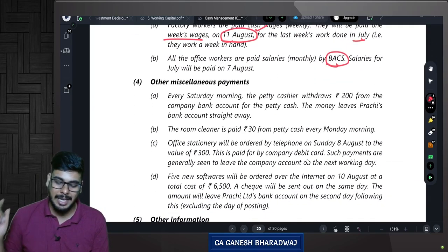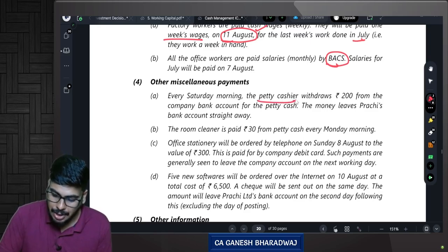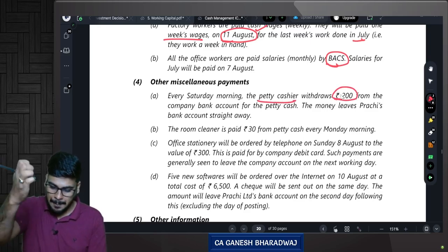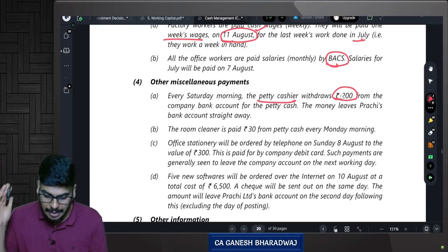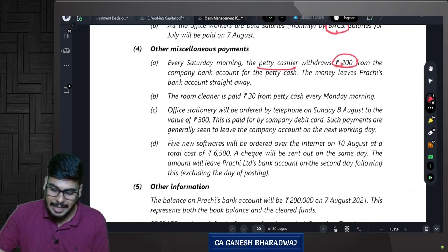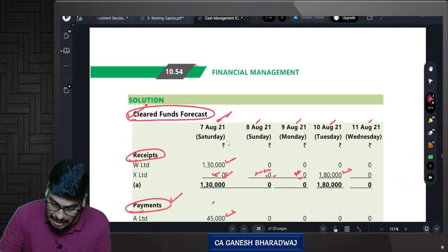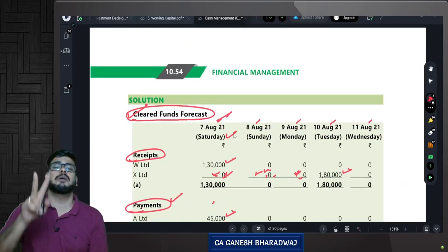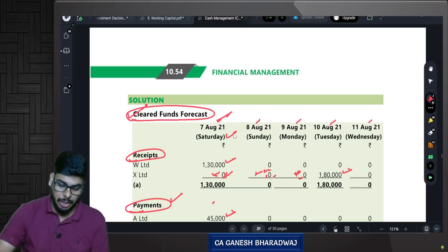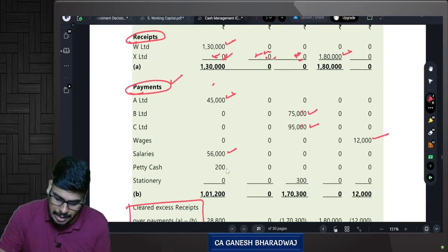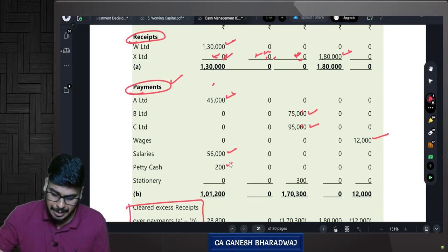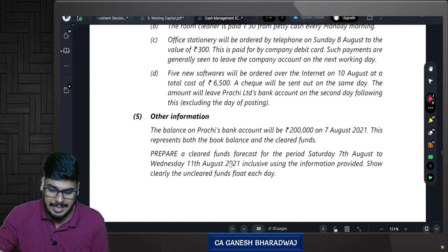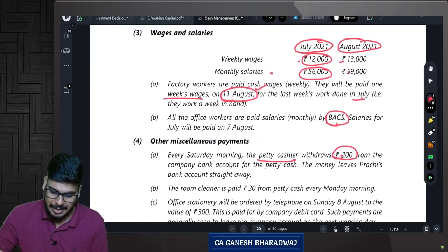Every Saturday evening, the petty cashier withdraws 200 rupees from the company's bank account for petty cash. The money leaves Prachi's bank account right away, straight away. So basically, Saturday evening, when is the Saturday coming here? 7th. Every Saturday, this petty cashier is withdrawing 200 rupees from the account. So immediately it gets reduced. Are you clear with this? Yes, this 200 rupees gets reduced every Saturday. Right? Fine. That's a payment that goes out.